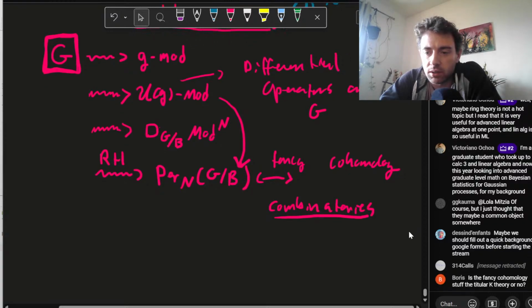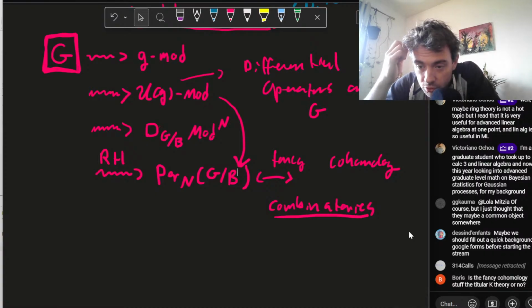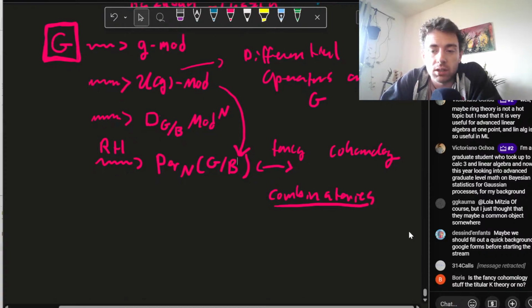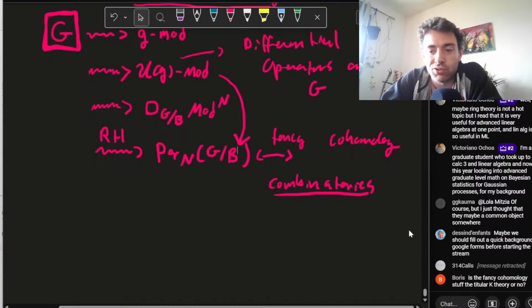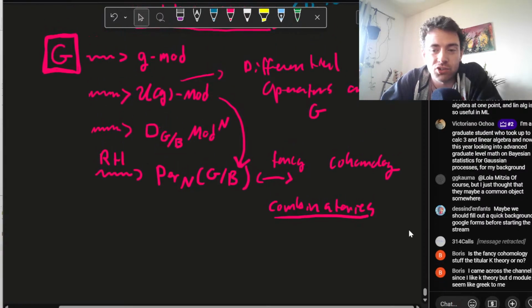Is the fancy cohomology stuff the titular K-theory or no? No. So the K-theory is actually, I don't really work in K-theory. Is this K-theory just because my name starts with a K and I thought it would be a good channel name.